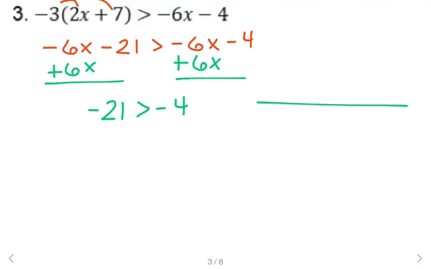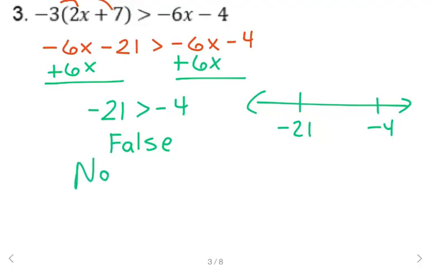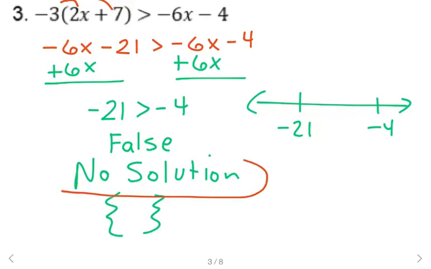Think about where those are on a number line. Negative 21 is to the left of negative 4, so that is a false statement. Negative 21 is not greater than negative 4. So this ends up with no solution. Sometimes we'll write it as the empty set symbol. If you think about all your solutions to this problem, to this equation, or inequality, there are none. So no solution is our final answer.